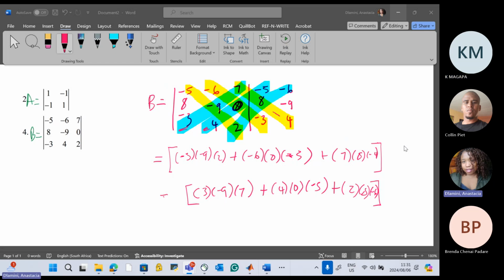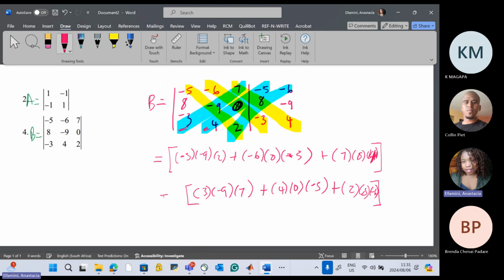Let me check on my side. So this is -5, 9, and 2, then -6, 0, and -3, and then it's 7, 8, and 4. My apologies, this is 4. I saw my mistakes. Let me confirm the other two.